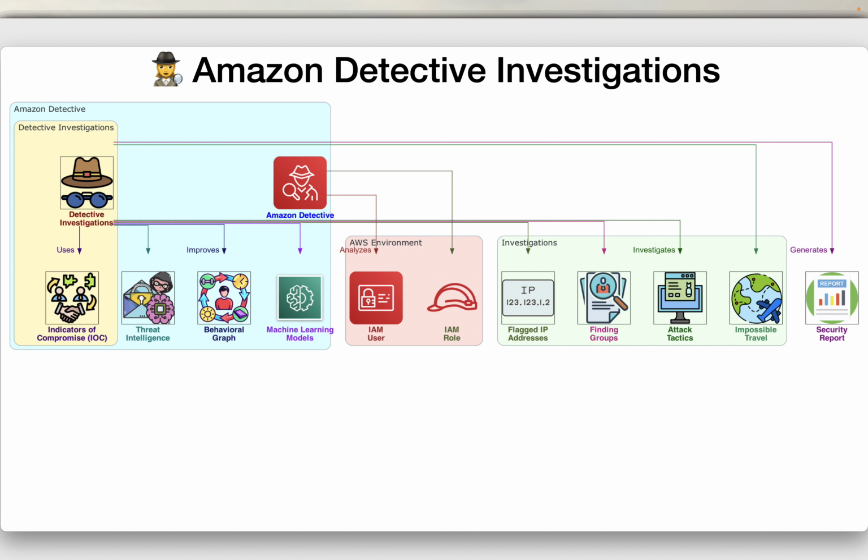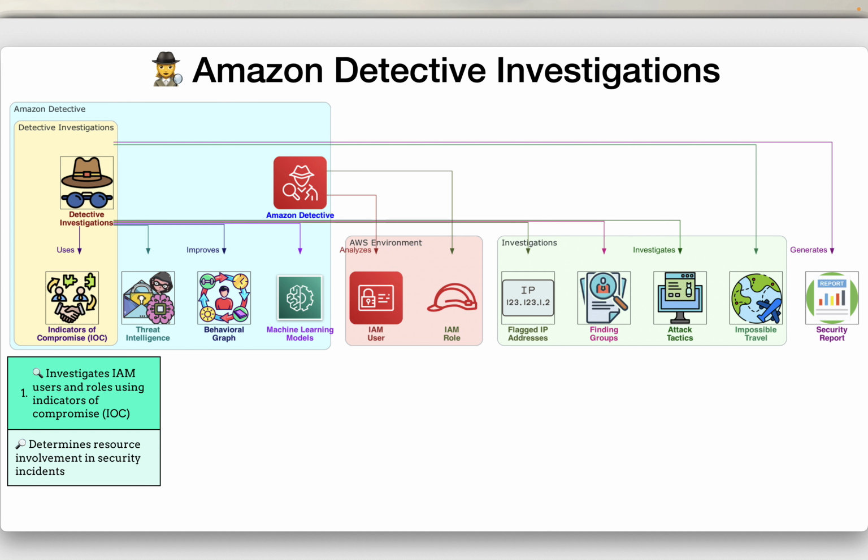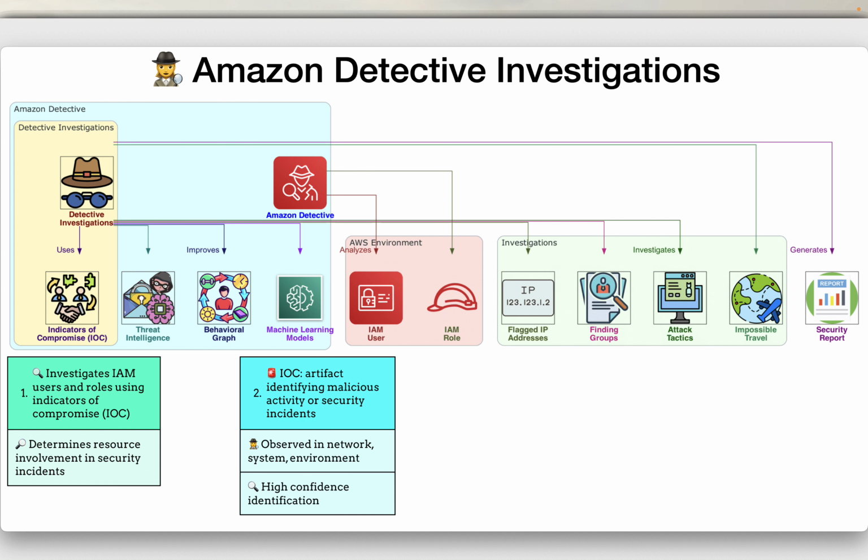So next we'll see a bit more detail about Amazon Detective investigations. You can use the Amazon Detective Investigations feature to investigate IAM users and IAM roles using indicators of compromise (IOC), which can help you determine if a resource is involved in a security incident. An indicator of compromise is an artifact observed in or on a network, system or environment that can, with a high level of confidence, identify malicious activity or a security incident.